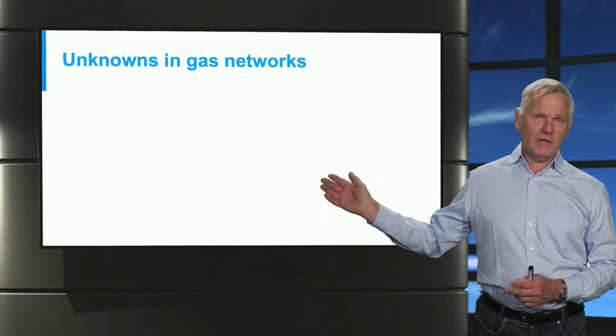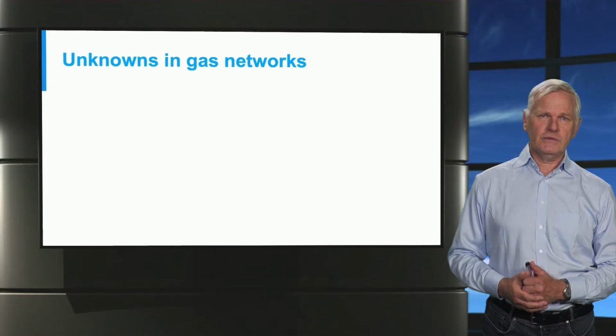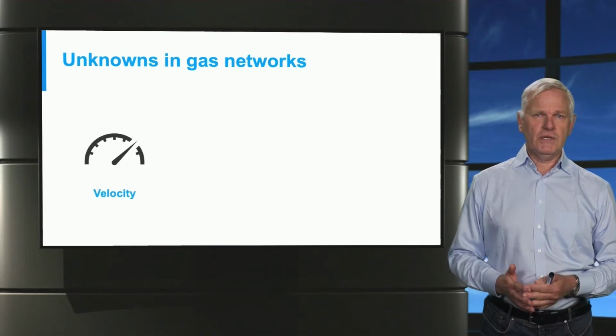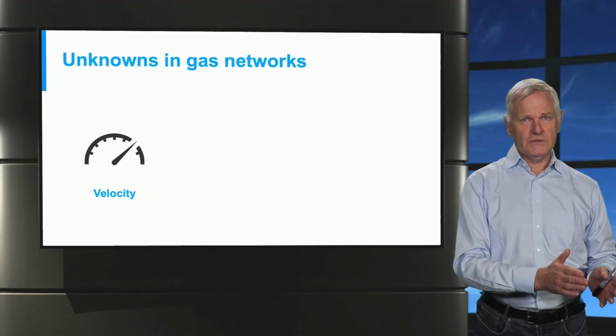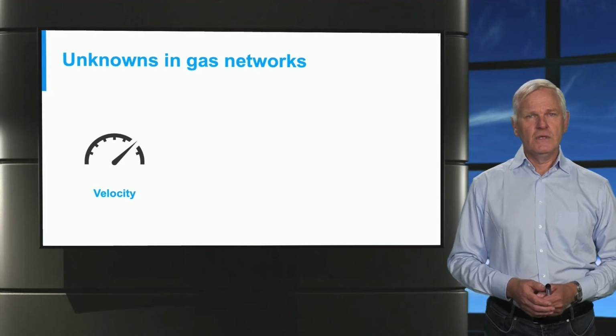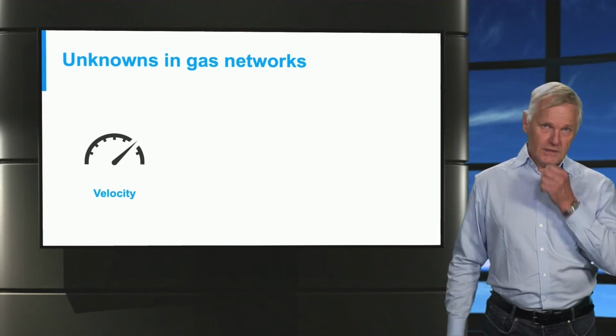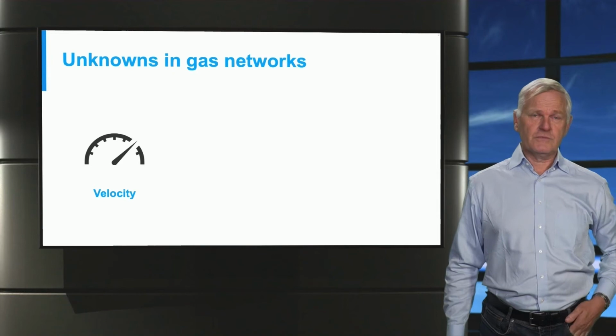First of all, let us figure out what the unknowns are in a gas network. An important unknown is the velocity of the gas. This variable indicates how fast gas goes from the beginning to the end of the pipe. This is comparable to the current density in electrical circuits.